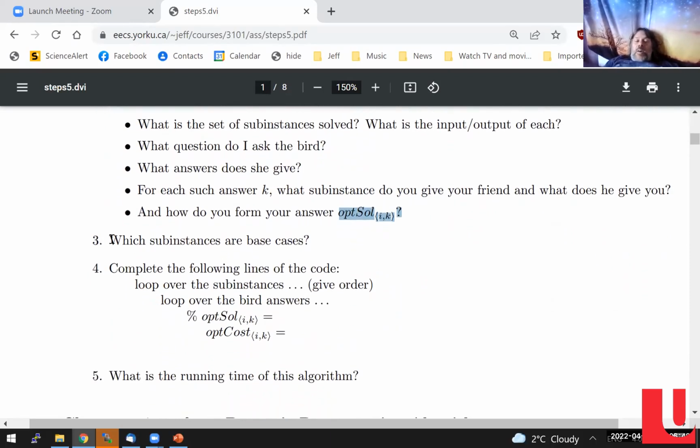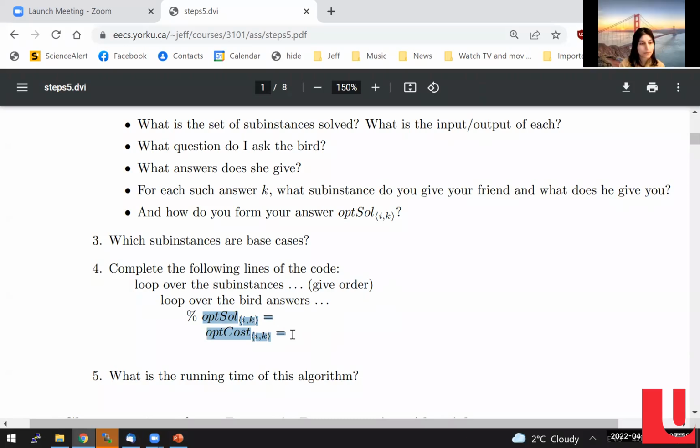And then maybe I might have even moved this later already. Let's move that later. I'm going to tell you to complete these lines of code. In this one, you loop over all subinstances, so you loop from I equals 1 to N, V prime equals 1 to V. You loop over all of those. Then you loop over all the bird answers. She's either going to say yes or no. So there was the answer when she says yes, and the answer when she says no. Does that make sense?